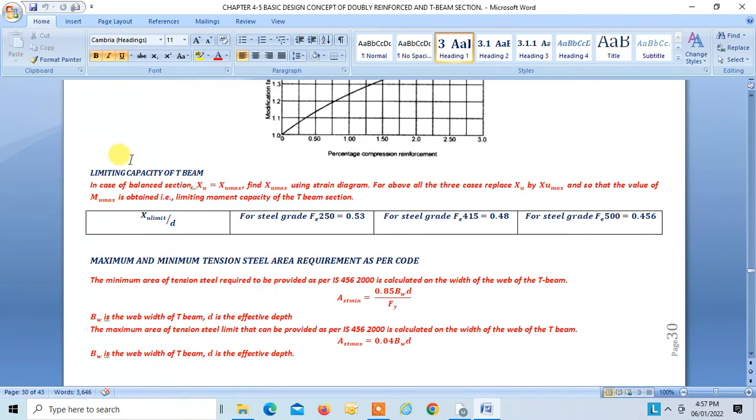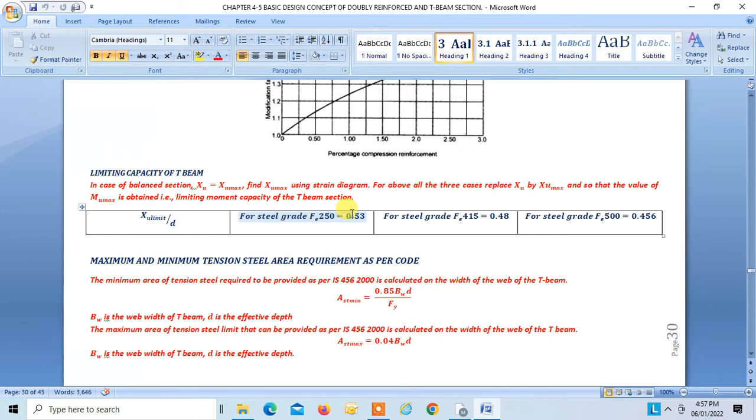Now, limiting capacity of the T-beam. In case of a balanced section, XU is equal to XU max. Find XU max using the strain diagram. In all the above three cases, replace XU by XU max, so that the value of MU max is obtained. That is the limiting moment capacity of the section. The above three cases which we studied were for the general section. All the same three cases can also be repeated for a balanced section. The only thing is that over there we used the word XU.